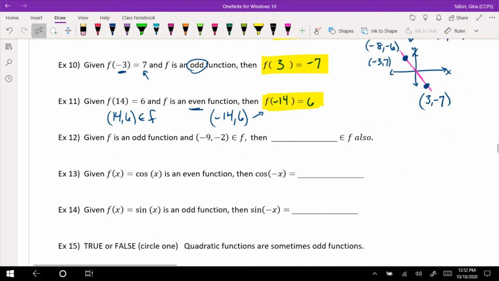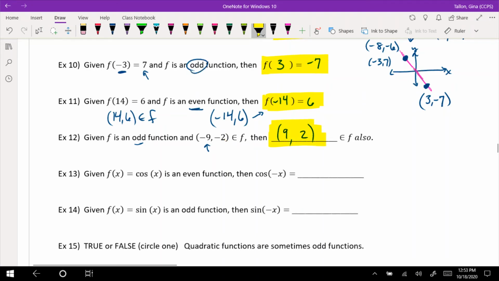Question 12, given that f is an odd function, negative 9, negative 2 is on f, then odd says negate my input, so that gives me 9, and when I negate my input, I also negate my output. So this negative 2 became positive 2.